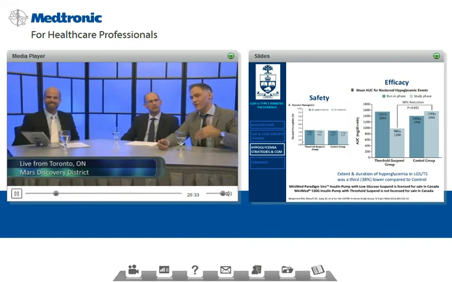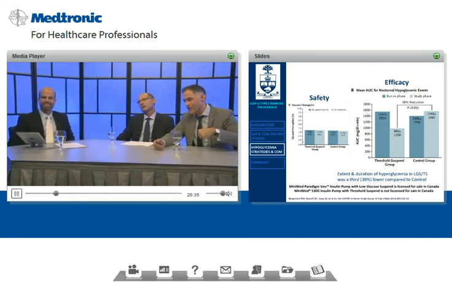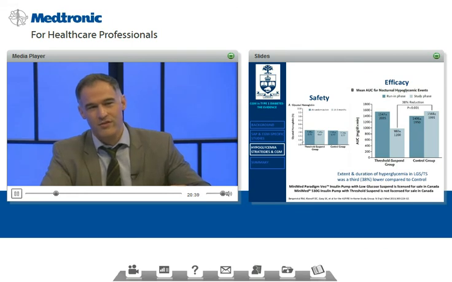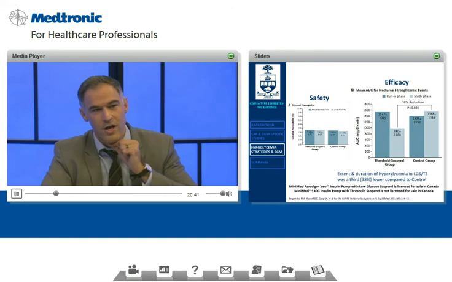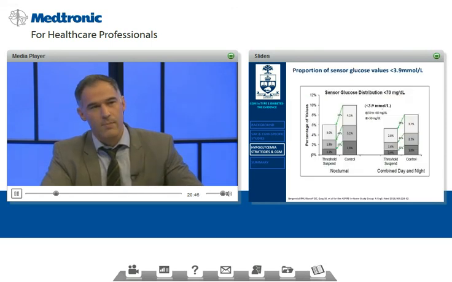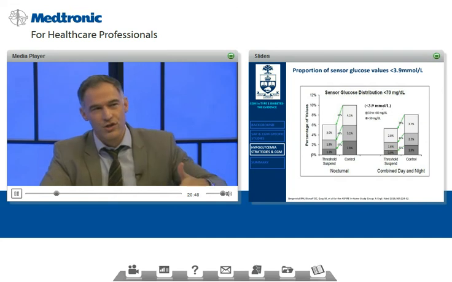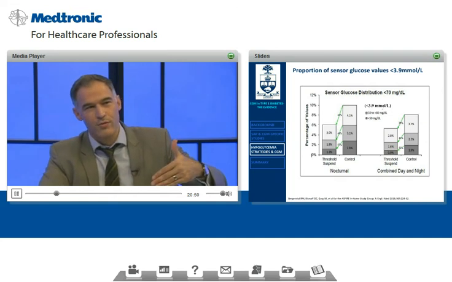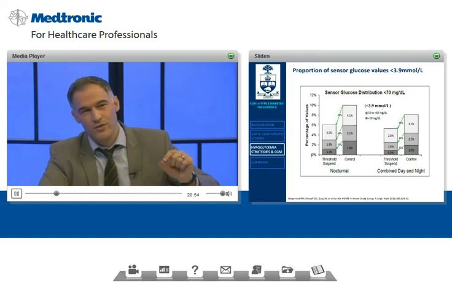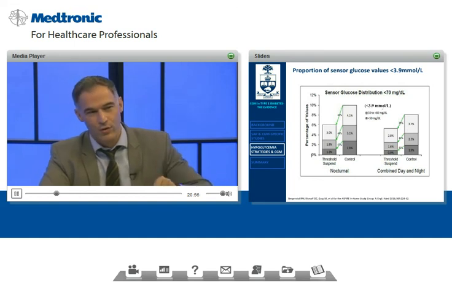It's tough to describe area under the curve, but it's a measure not of just how much hypoglycemia, but the intensity as well. So the extent and duration of hypoglycemia was a third lower compared to the control group. And we can look at that as proportion of the sensor values below 3.9, and that was decreased by about 40% no matter what thresholds you use, 3.9 or lower values.